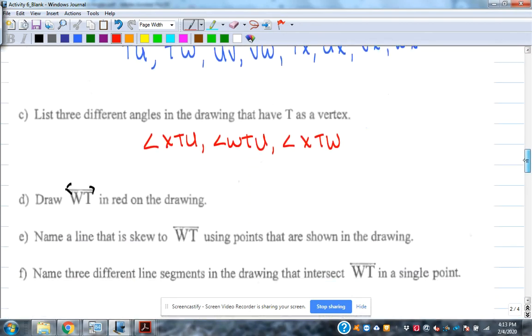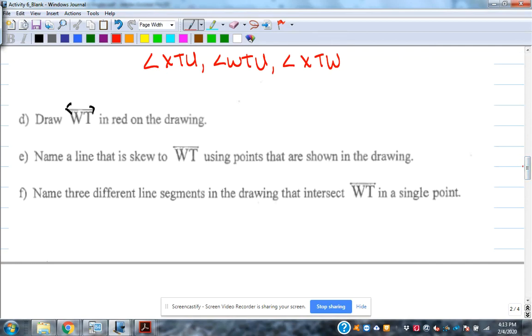And then we get into a little geometry term there with E part. It says name a line that is skew to line WT. And skew lines. What are skew lines? Does anybody remember that from geometry class from years and years ago? It's not on your sheet there. No, those would be intersecting lines. Okay, so lines that don't ever touch, but they're not what?